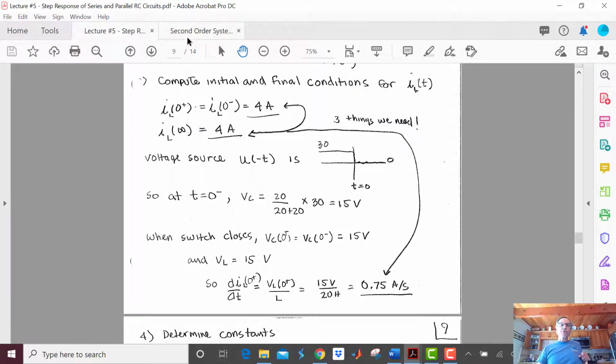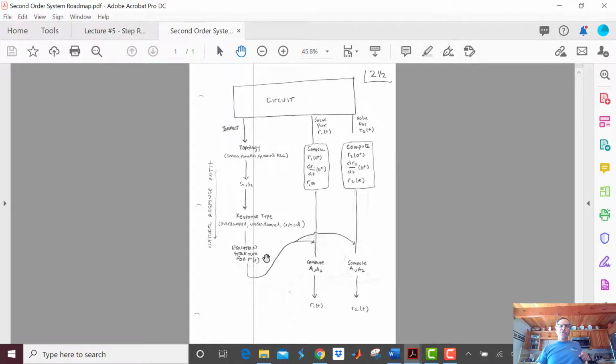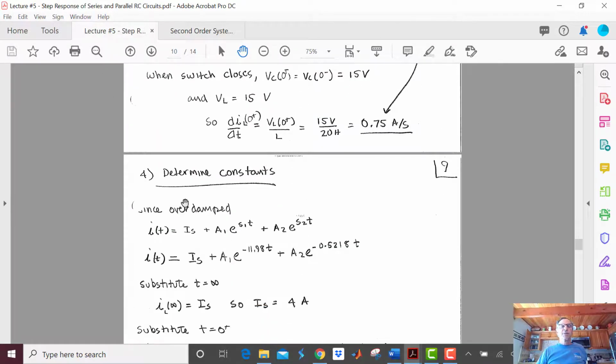Now let's go back up to our roadmap. I did all this first, so I'm cool here, and now I've figured all this stuff out. So I'm right here where I can mix all these together and compute A1 and A2. We know that alpha was greater than omega naught, so our circuit is overdamped. So the form of our response is going to be I of t equals I sub s, which is the steady state at t equals infinity, plus A1 e to the s1 t plus A2 e to the s2 t. And I know what s1 and s2 are, so let's just shove them in there. Here's my 11.98 and my 0.52.